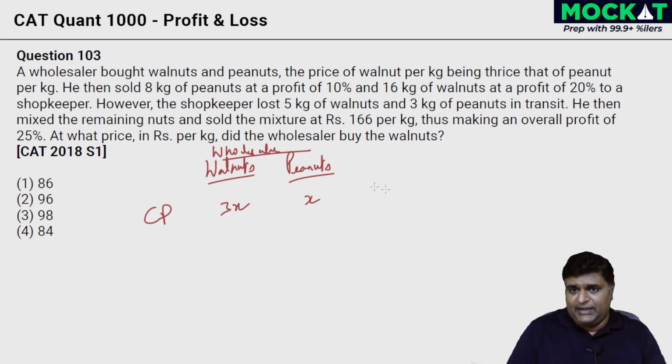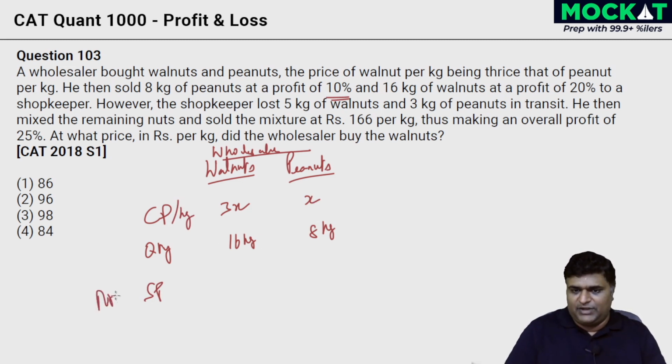He then sold 8 kg of peanuts at a profit of 10%. So quantity over here, and what's happening to the quantity? For walnuts, it's 16 kg, right? So in a different order, 8 kg over here for the peanuts. And what else is given? When sold, the peanuts were at a profit of 10%. That means the selling price, right? This is CP per kg.